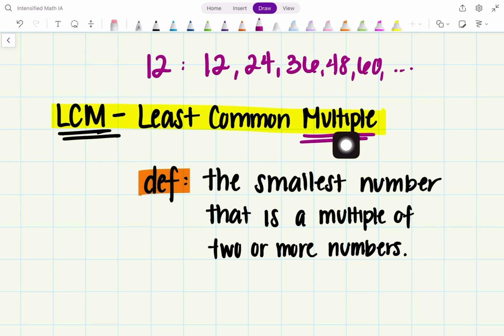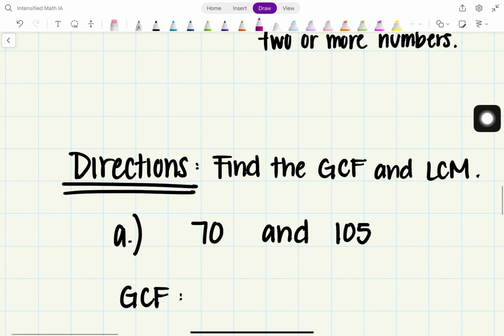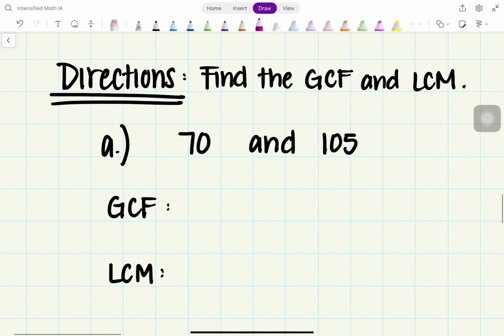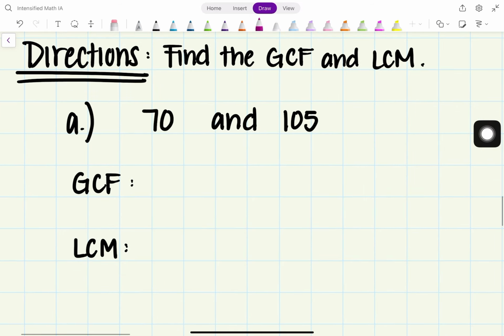Whenever we're looking for multiples, we're looking at what number both of the numbers can multiply to, but we have to consider the smallest one out of them. In the next part, we're actually going to be doing two things. We're going to be identifying the GCF, but also the LCM. We'll be able to identify both GCF and LCM in the same spot. So I want to find the GCF and the LCM of 70 and 105.